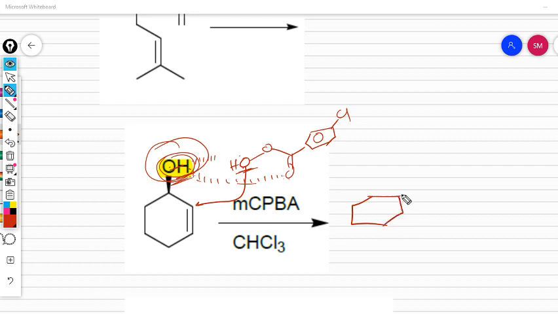So the resulting epoxide will be on the same side. This will be the product. The reason is hydrogen bonding. This is a very important reaction, asked many times in previous papers. So, next example.